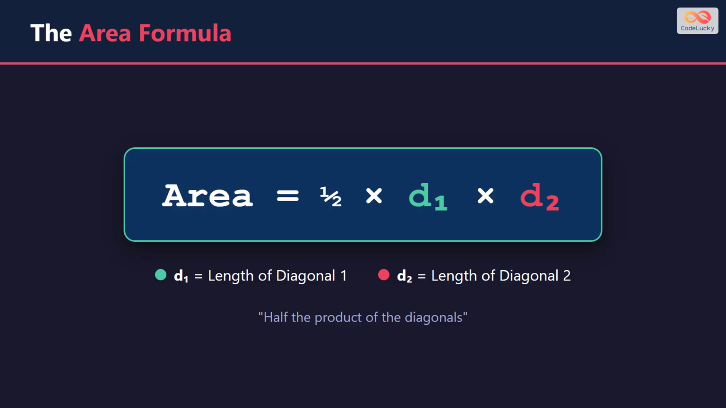Here is the formula we use. The area of a rhombus equals 1/2 multiplied by diagonal 1 multiplied by diagonal 2. You can simply think of it as half the product of the diagonals. We write this as 1/2 times d1 times d2.